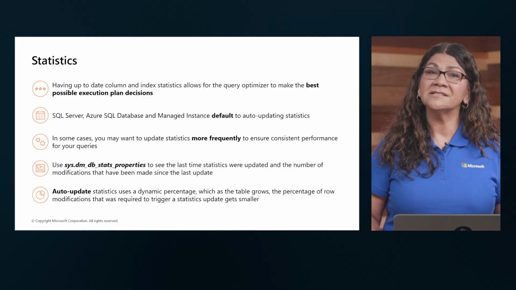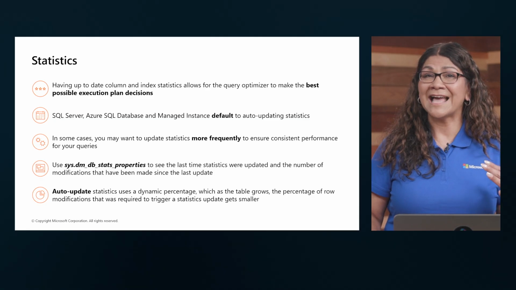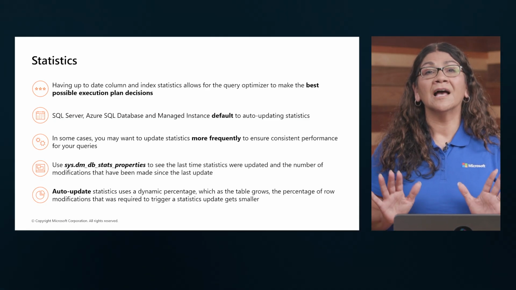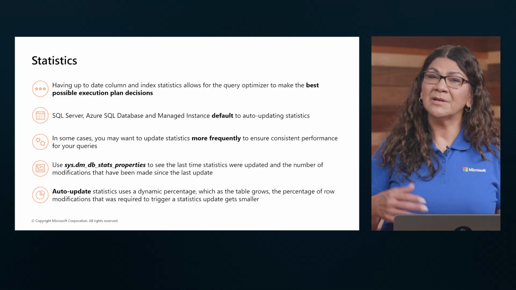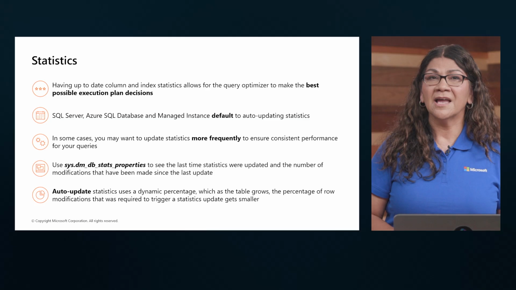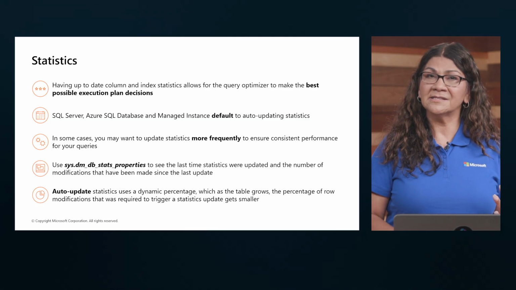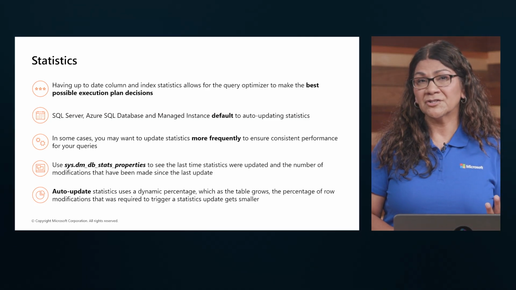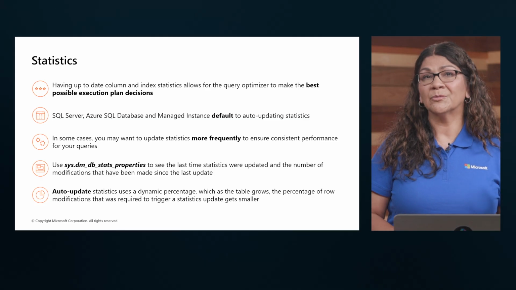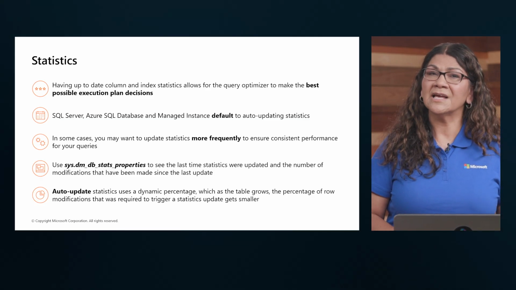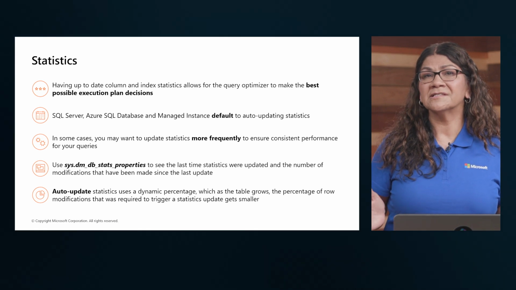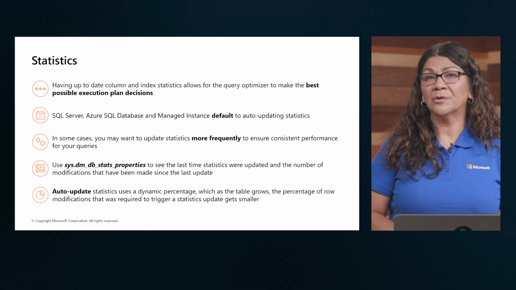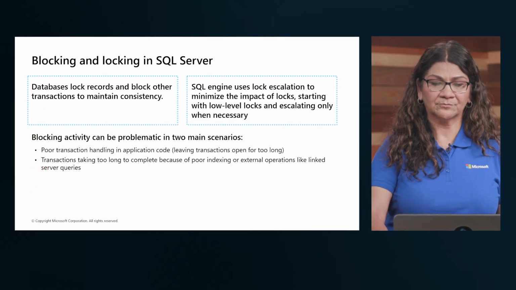Tools like sys.dm_db_stats_properties help to track when statistics were last updated or how many modifications have occurred since. And the auto update mechanism uses a dynamic threshold that lowers the percentage of required row changes as the table size increases. Overall, keeping your statistics up to date will help the Query Optimizer make good execution plan decisions.